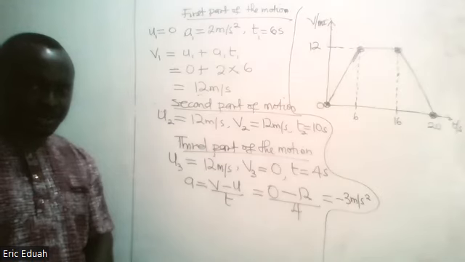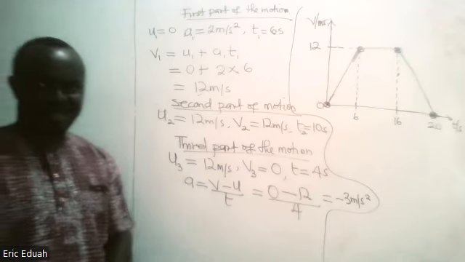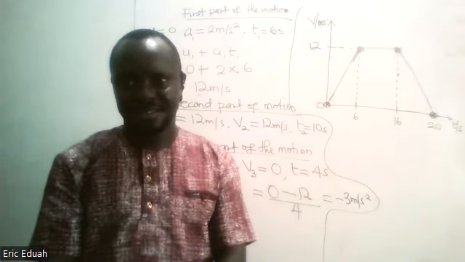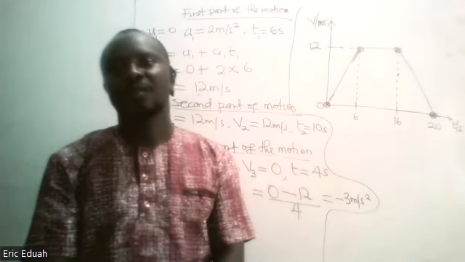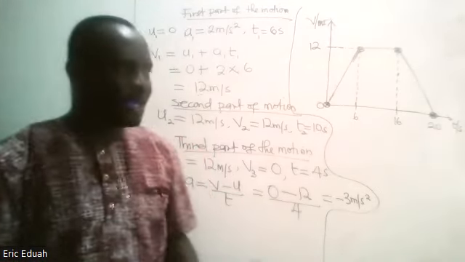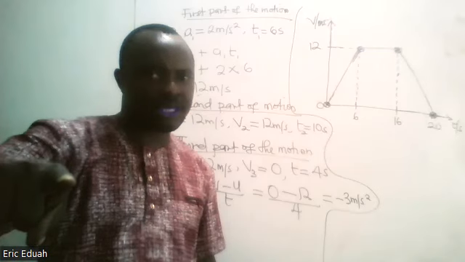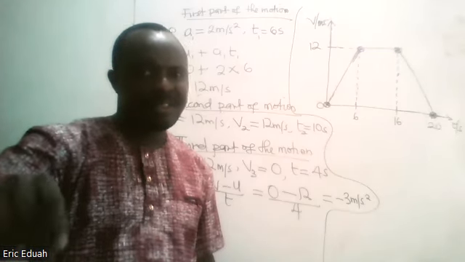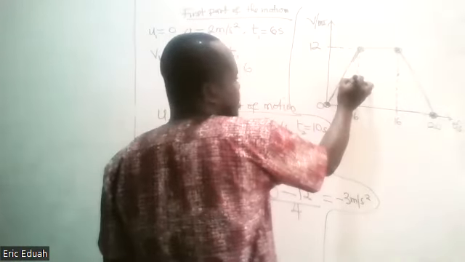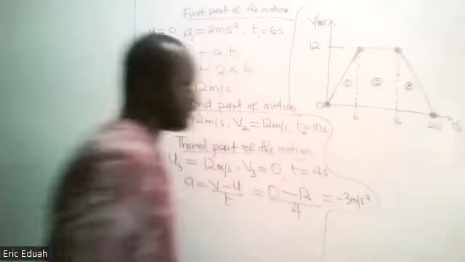All is well? Yes, please, Gloria. Sir, won't you indicate the 2 meters per second that the question asked on the sketch? You don't have to indicate it, but we can determine it. The slope of a velocity time graph is equal to what? Acceleration. Good. So look at the first, second and third parts of the motion.